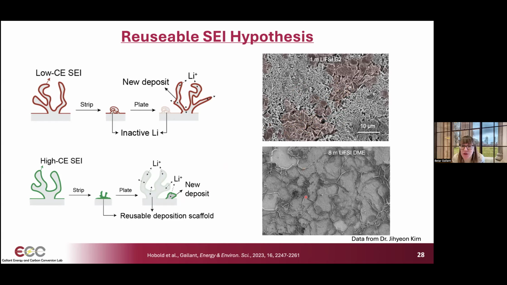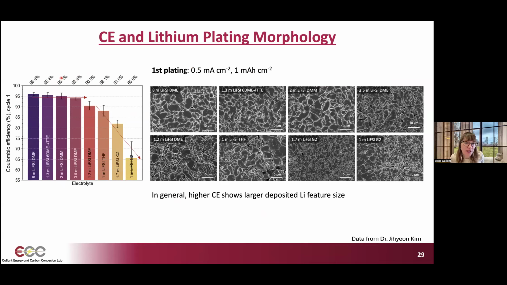So we've extended this. This is ongoing work, but again, looking at a series of electrolytes, we were interested in understanding if this is truly generalizable. So this shows, from high Coulombic efficiency electrolytes such as high concentration FSI and DME down to lower Coulombic efficiency electrolytes, we see expected changes in deposition morphology from larger deposits to smaller deposits as shown here. This is a typical set of SEM images that you'd see after a plating step in a publication.